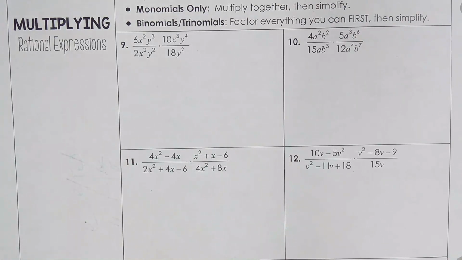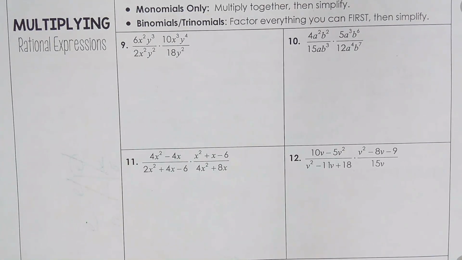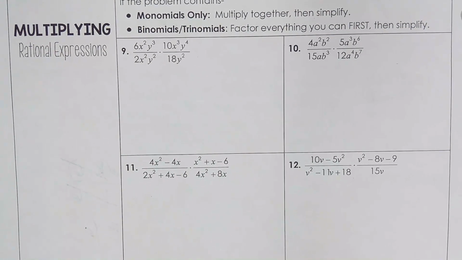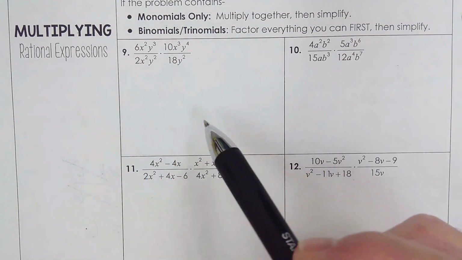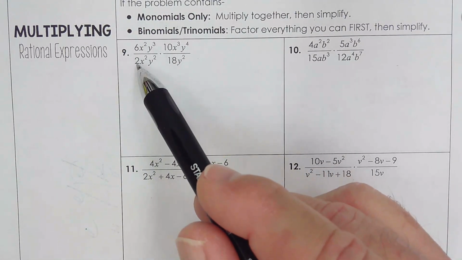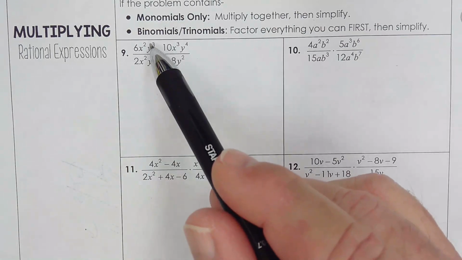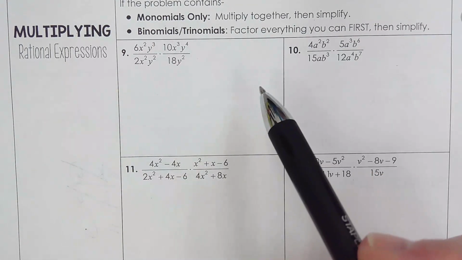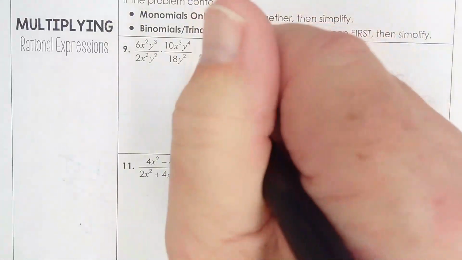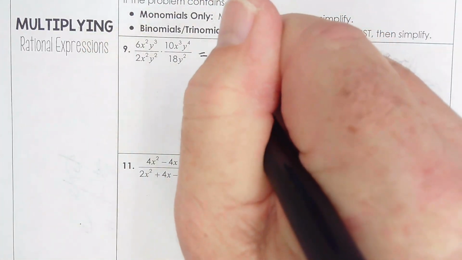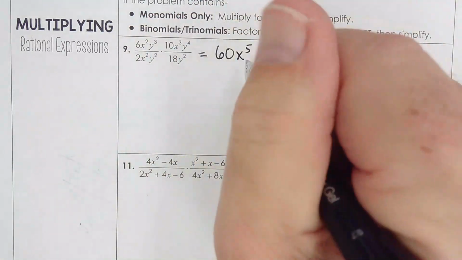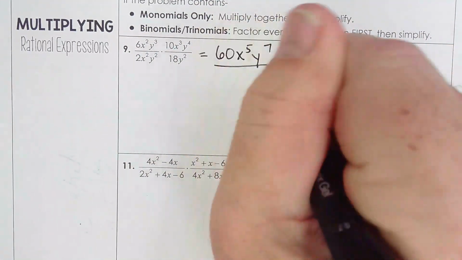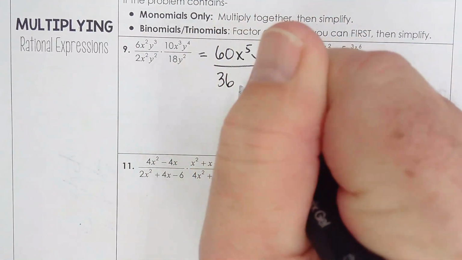Okay, we can actually do 9 and 10 right now. And there's a lot of choices that you can make here. Like, do you want to reduce 10 over 18? You can. 6 over 2? You can. Y to the third over y squared? You can. Some people just go to multiply straight across, though, and simplify the multiplication first. So if I did that, take a look at what I would get.